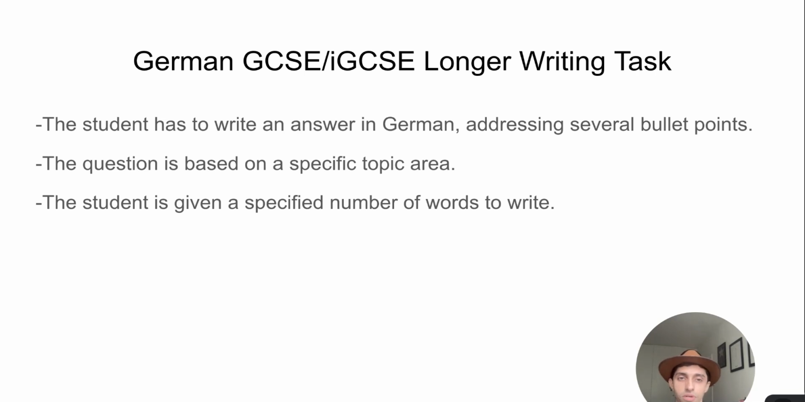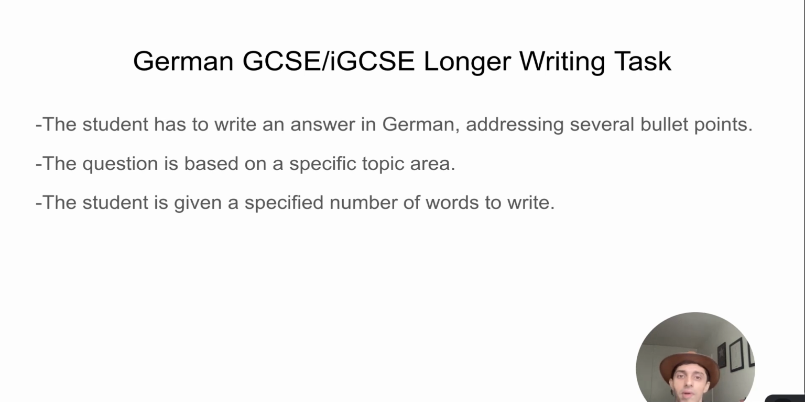It's always worth noting as well that you usually get a choice of questions for the longer writing task. So even though you would only ever have to do one longer writing task in your exam, you may well have 2 or 3 different potential questions to choose from, and make sure that you indicate very clearly on the exam paper which one you have chosen to answer as well.